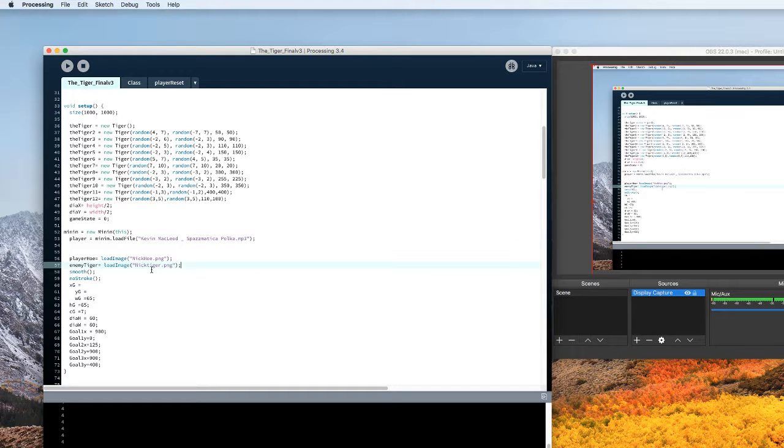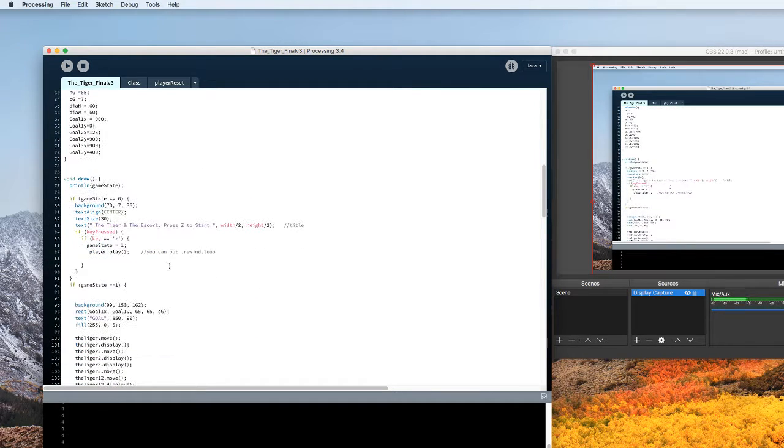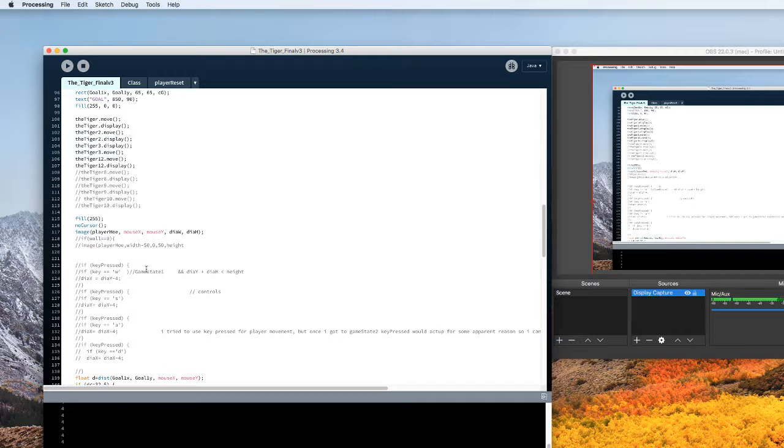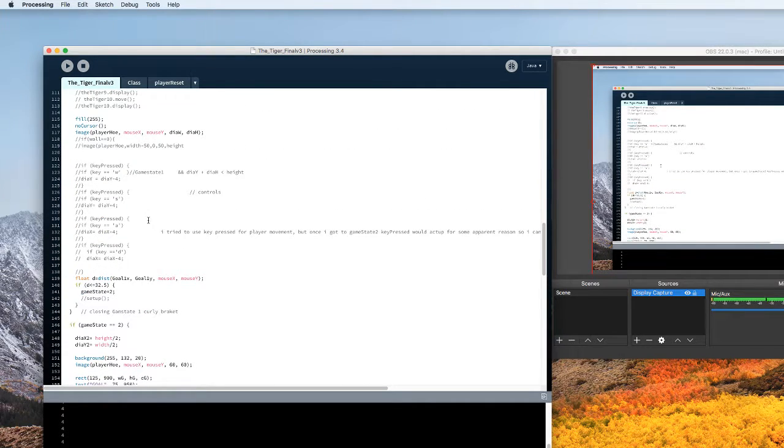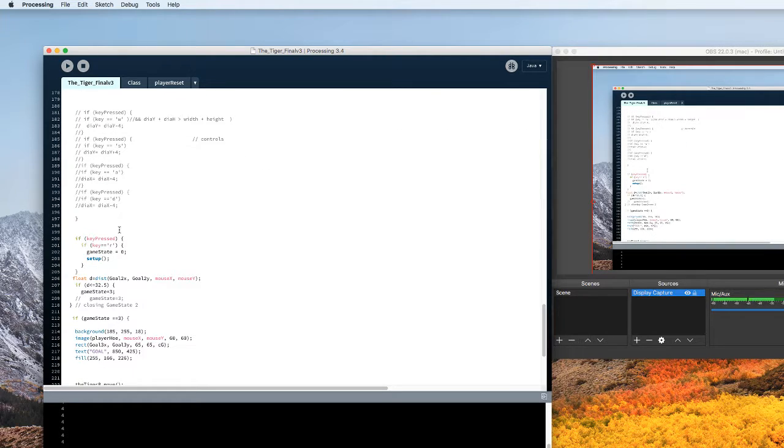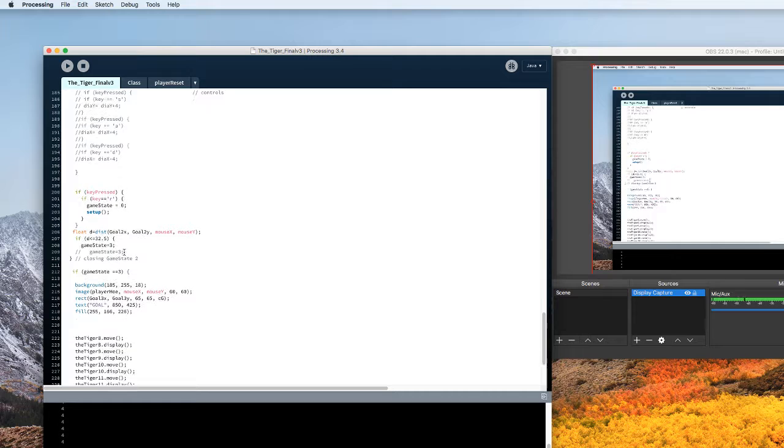These are my images. I still have my images for my tiger, just because I made that image. That's pretty much it. Everything commented out is all the things I've tried, like the key press here, like I said. Those were each in different game states, and this is where I tried to get it to another game state, but it would just crash.